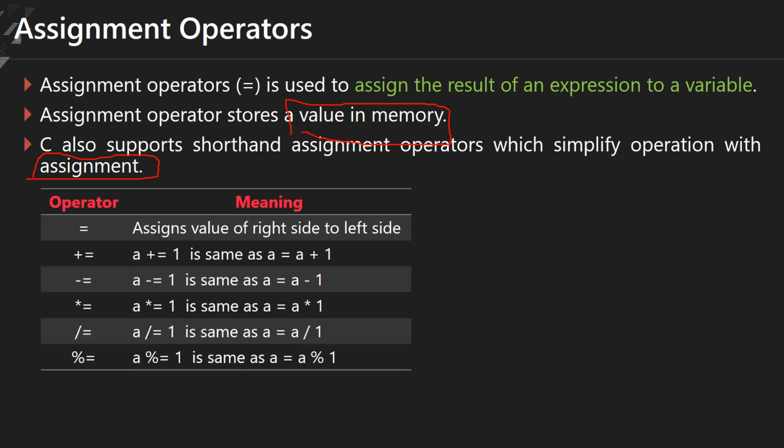There is the equal operator, which is evaluated from right side to left side. Then there is plus equal. This is a shorthand operator. That means instead of writing a is equal to the entire expression, you can write a plus equal 1. It's nothing but a is equal to a plus 1. Similarly, we will use the same form for all the other operators. It simplifies your programming and increases readability. That's the reason you will be using these assignment operators.